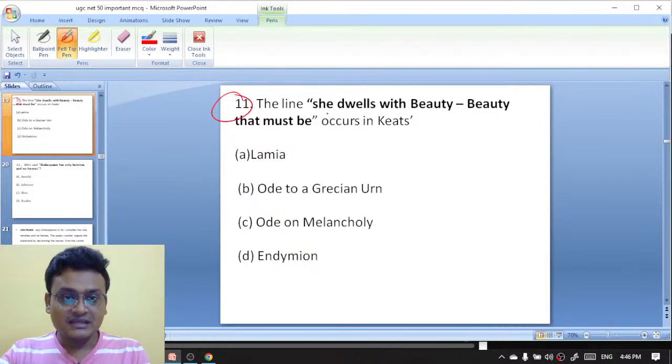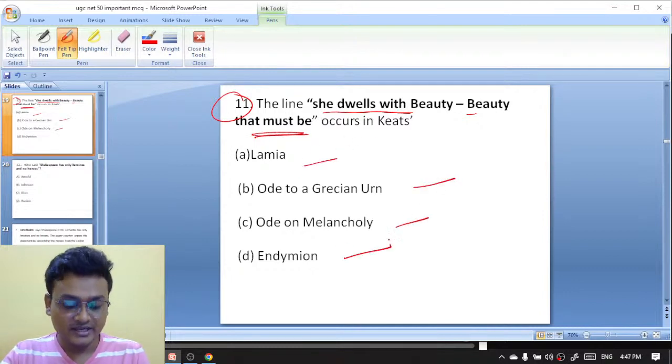This is a very easy question. The line "It dwells with beauty that must die" occurs in which of Keats' works: Lamia, Ode to a Nightingale, Ode on Melancholy, or Endymion? It's an easy question, a quick, rapid fire question.